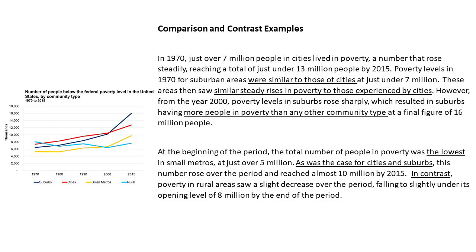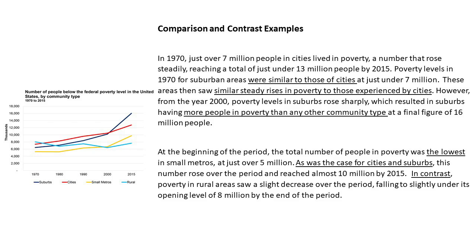Alright, let's go to the second body paragraph and try and see a little bit more of this comparison and contrast. At the beginning of the period, the total number of people in poverty was the lowest. Notice I'm saying the lowest, that's a superlative. That puts this data in context of all the data around it.